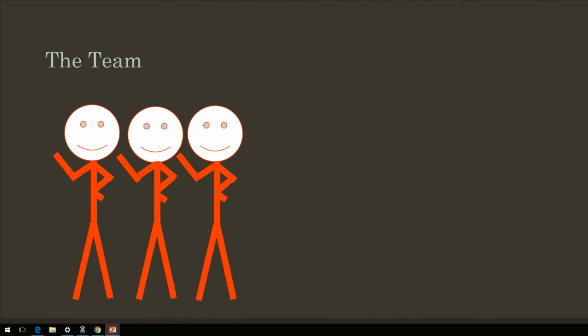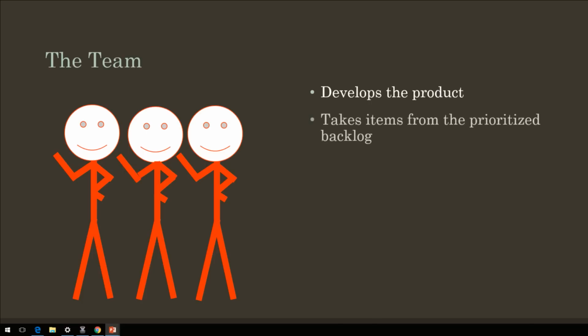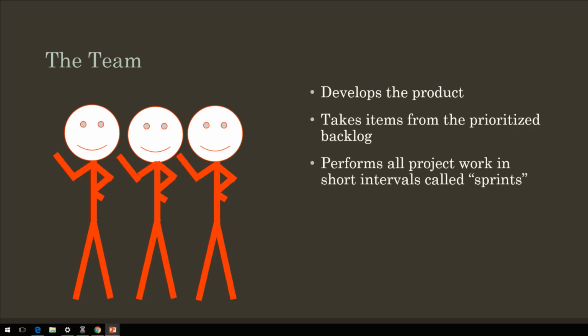And now let's look at our team. Three smiley people on our team. An ideal team size, by the way, is 5 to 8, but that's not a prescription. You can kind of do whatever you want with that. The team's job is to basically develop the product of the project. And so the team will take items from the backlog, which is, again, prioritized by the product owner, and perform all the project work in short intervals that are called sprints.